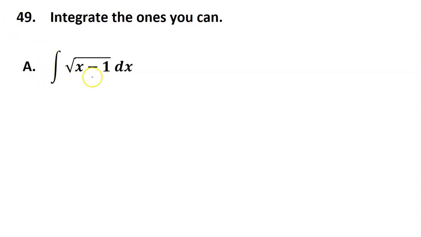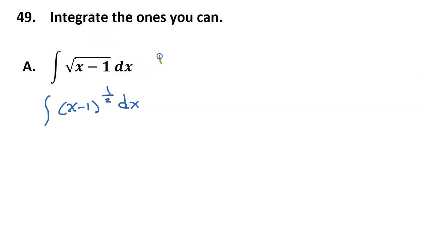For the next few problems, we are to integrate the ones that we can. That implies that there may be one or more problems that we don't know how to integrate or can't be integrated at all. Can we do this one? Let's think about it. This is the integral of x minus 1 to the 1/2 power dx. Perhaps we can do u substitution.